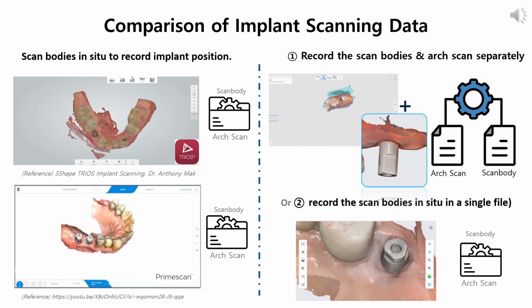However, the process of scanning the scan bodies separately sometimes leads to confusion among clinicians and dental technicians when communicating and interpreting the scan data. There are two ways to use scan bodies in Medit. The standard workflow is to scan it separately, while the other method involves scanning in a single file. Which method you choose would depend on the situation.